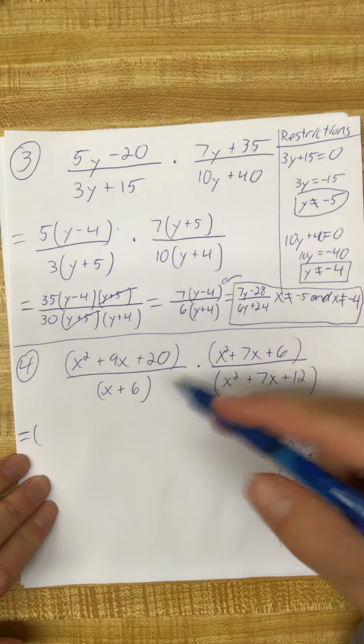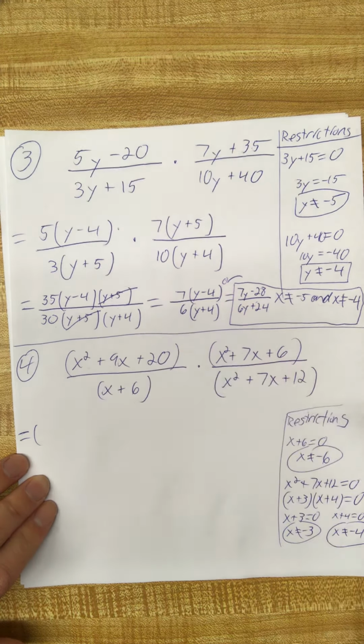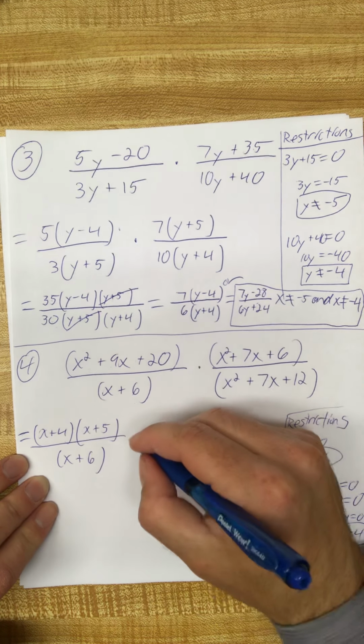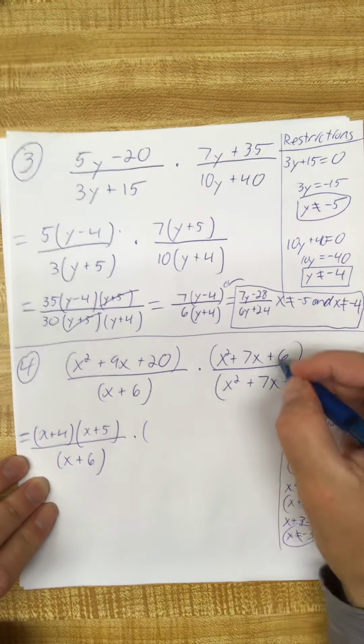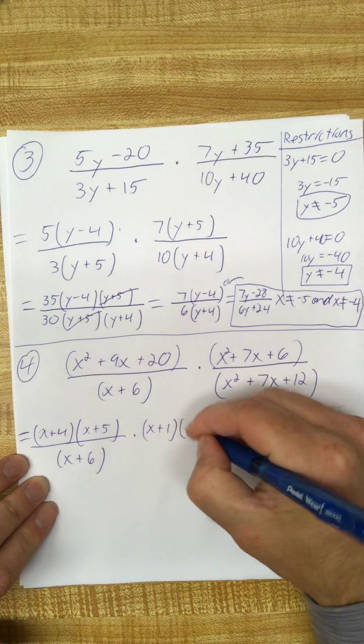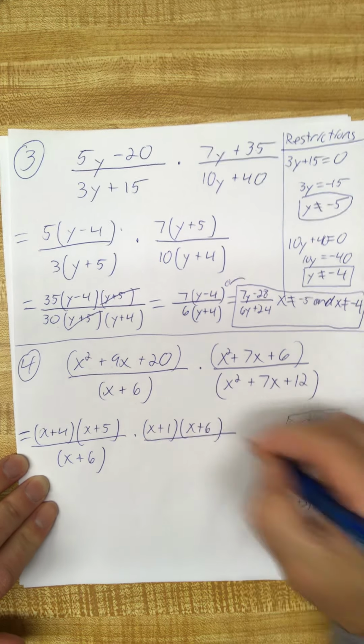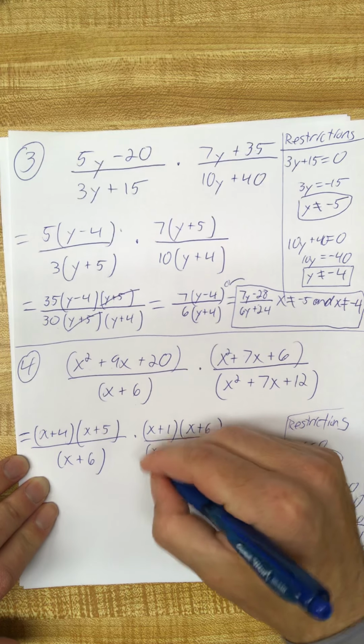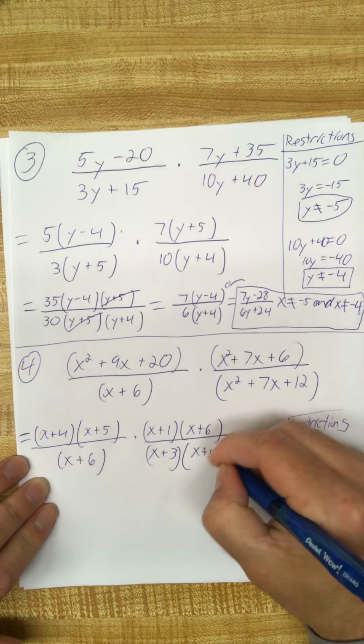So now we're going to do a lot of factoring. X squared plus 9x plus 20, we're going to factor that into x plus 4 and x plus 5. This denominator is already done, so we don't have to do anything with that. Over here, factors of 6 that add up to 7, x plus 1, x plus 6. And down here, x plus 3 and x plus 4.